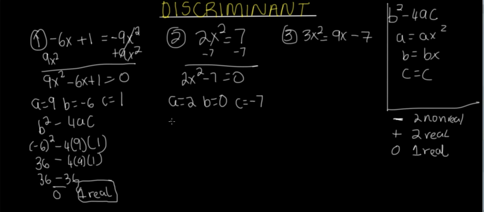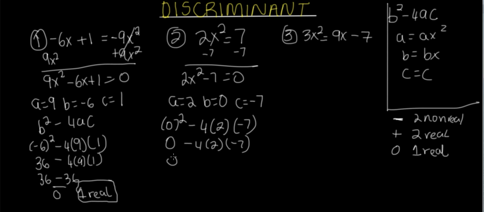I am ready to plug these into my formula, which is b squared. B is 0, so 0 squared minus 4 times a, which is 2, times c, which is a negative 7. Again, exponents go first. 0 times 0 is just 0. I'm just going to go ahead and drop these down. Then multiply these. So I'm dropping down my 0. Negative 4 times 2, negative 8. Negative 8 times negative 7 is a positive 56. Add these two, you get 56.